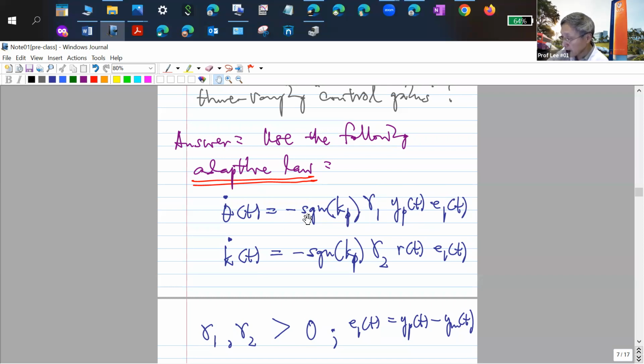Here it turns out that I need the sign of KP. I'll say something in a moment. So this is how I update my theta. This is how I update my K. I take the tracking error, I take the reference signal, and I multiply the tracking error by the reference signal. I multiply by a positive gain gamma 2. Also, the only condition I need is that it needs to be a positive number. Then I also take minus signum KP, in this simple way that I'm doing adaptation.